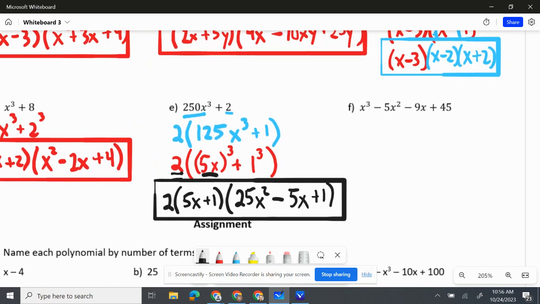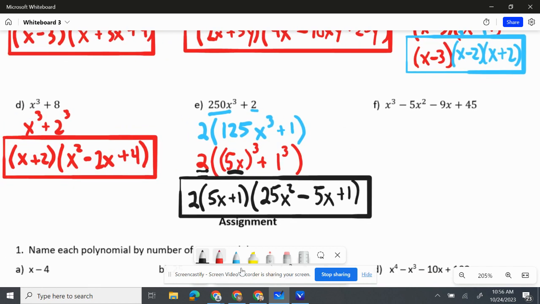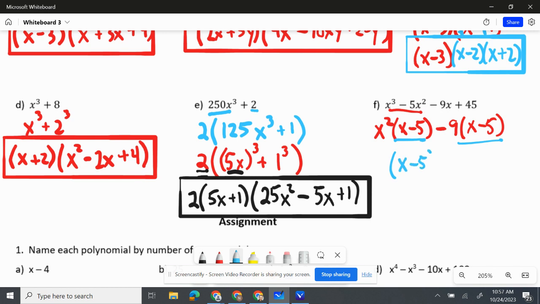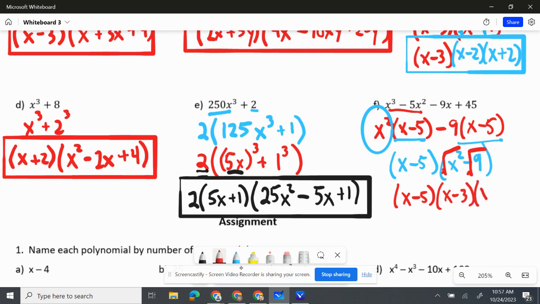Now, letter F. What we're going to do is factor it by grouping. So I'm going to factor the first two, and I see they have an x squared in common, and that gives me x minus 5. I see they have a negative 9 in common, so that would give me x minus 5. And what I notice is that they both have an x minus 5, and what's left over is an x squared minus 9. Now, I can take the square root, and when I take the square root, I get x minus 5, x minus 3, and x plus 3.